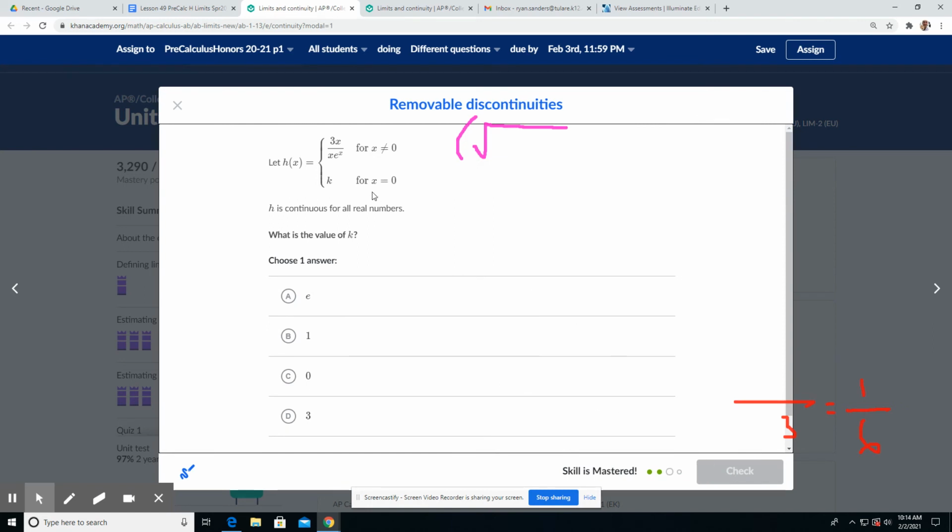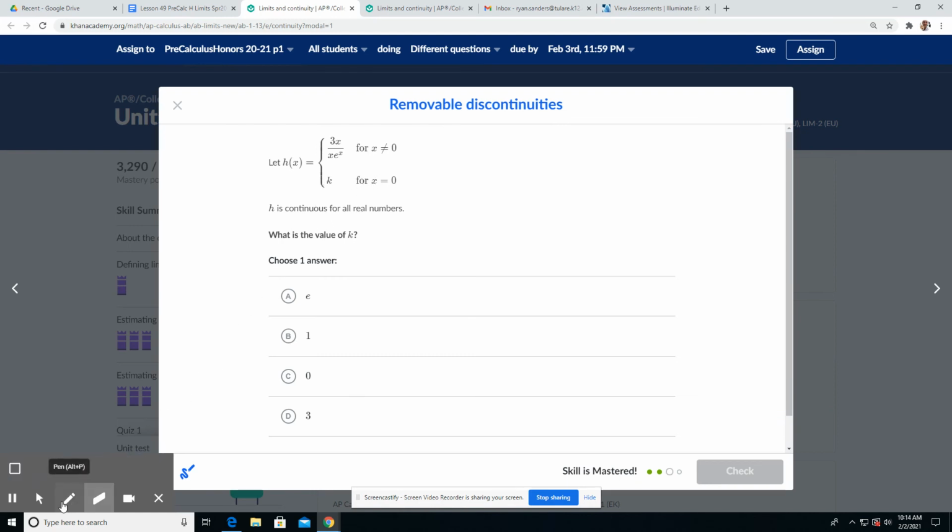All right, we got a piecewise function here, so let's just evaluate it real quick. h is continuous for all real numbers. What is the value of k? Okay, so this is just set up in a different format. When x equals 0, what is this answer? Basically we're doing the same trick as before. I'll just write it out, a little bit of a different format so we don't throw ourselves off.